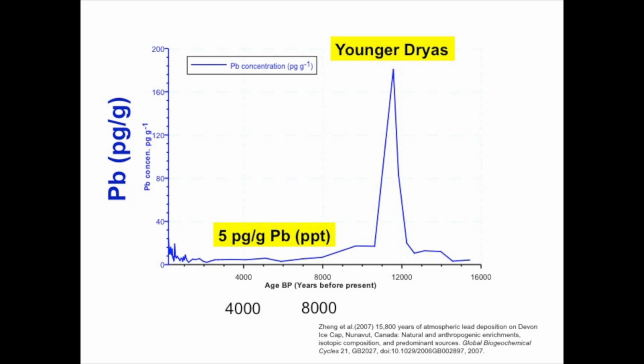I want you to remember that number because I'm going to come back to this. So the cleanest water on Earth, 5 parts per trillion of lead. By the way, atmospheric lead contamination in Canada began 3,000 years ago. We see it clearly in the ice core record. To get clean water in Canada from the Arctic in the ice, we have to go back at least 4,000 years.